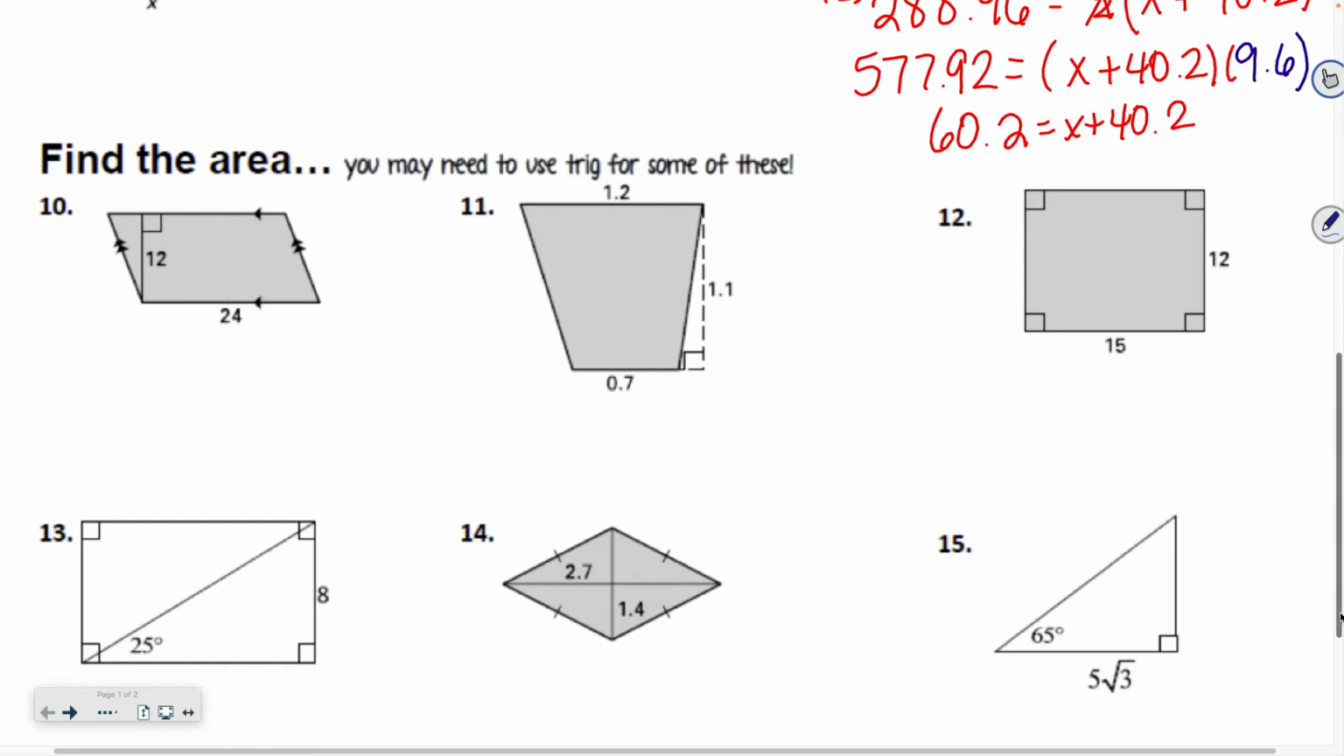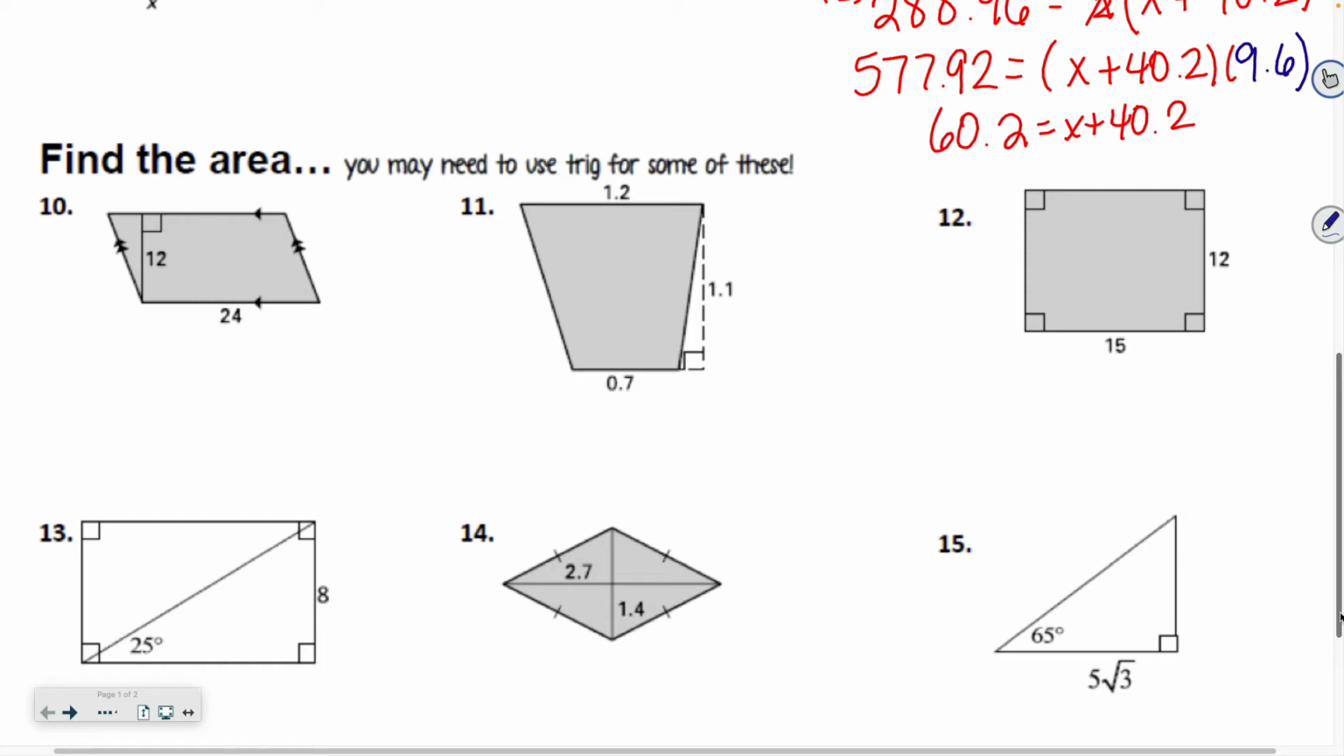And so a parallelogram is base times height. So it's 12 times 24. Let's test his knowledge. What kind of shape is 12? 12 is a rectangle. Perfect. So we do 12 times 15. So those are easy, cheesy, lemon squeezy.